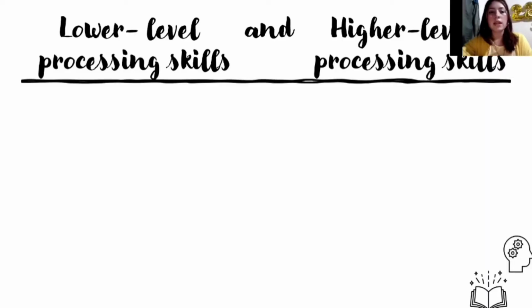Okay, as Paula said, I will talk about lower level processing skills and higher level processing skills. When we talk about lower level processing skills, we should bear in mind that the term lower should not be interpreted as easier. It designates those processes that work automatically for skilled readers. Here we can find three main processes. The first one is word recognition, rapid and automatic word recognition.